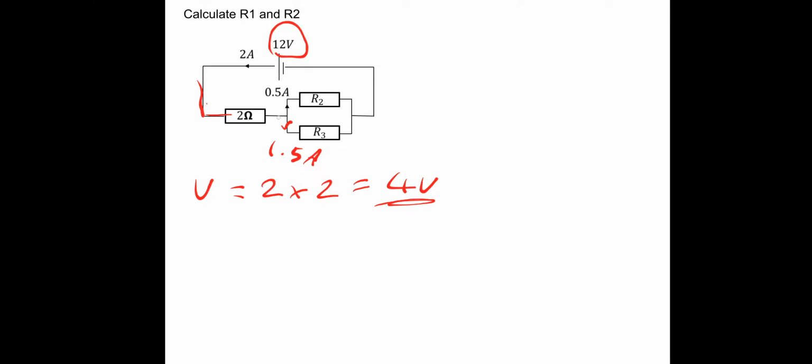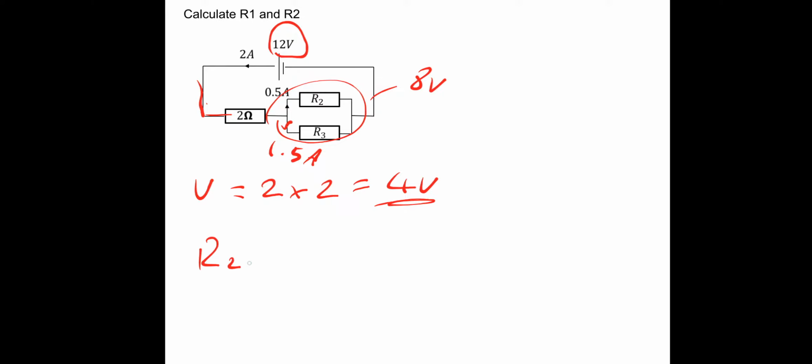12 minus 4 is 8. So across R2 and R3, we've got a total of 8 volts. And because R2 and R3 are in parallel, that means that the voltage across R2 and R3 is both 8 volts. So hopefully you figured that out.